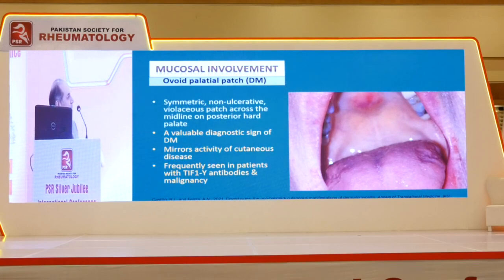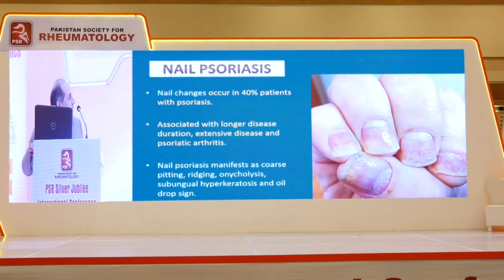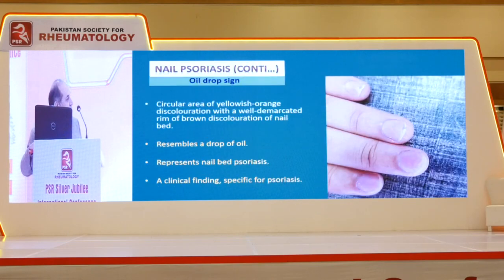A white palatal patch is an ominous sign of dermatomyositis. This indicates you must look for underlying malignancy. Pitting and subungual hyperkeratosis are seen in psoriasis. Oil drop sign, that is a yellowish waxy patch, is seen in psoriasis.